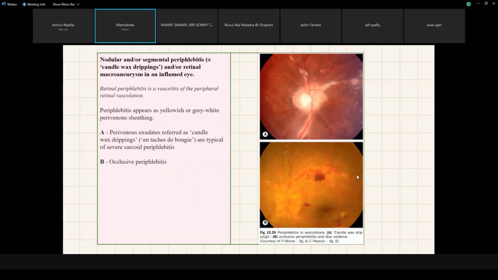The next key sign is nodular and/or segmental phlebitis, also known as candle wax dripping. As you can see in picture A, that is a perivenous exudate that looks like candle wax dripping. And picture B is occlusive periphlebitis.